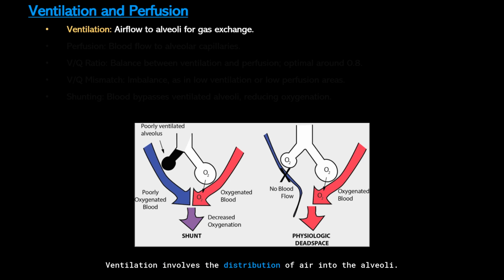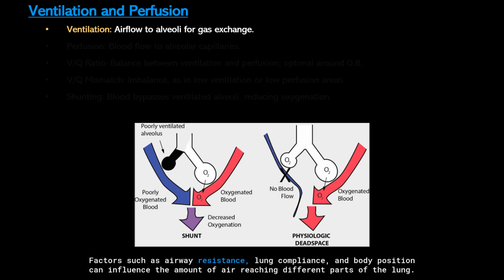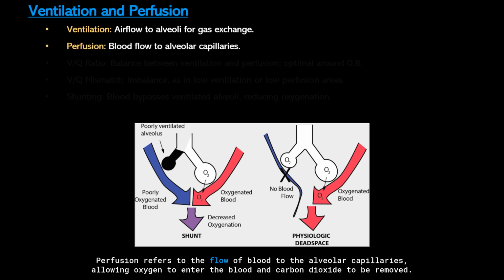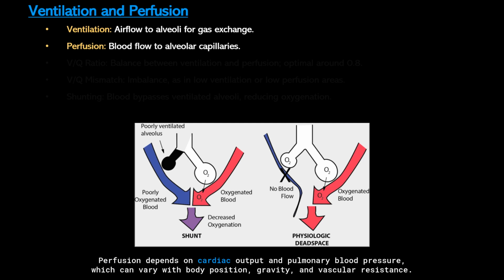Ventilation involves the distribution of air into the alveoli. Factors such as airway resistance, lung compliance, and body position can influence the amount of air reaching different parts of the lung. Perfusion refers to the flow of blood to the alveolar capillaries, allowing oxygen to enter the blood and carbon dioxide to be removed. Perfusion depends on cardiac output and pulmonary blood pressure, which can vary with body position, gravity, and vascular resistance.